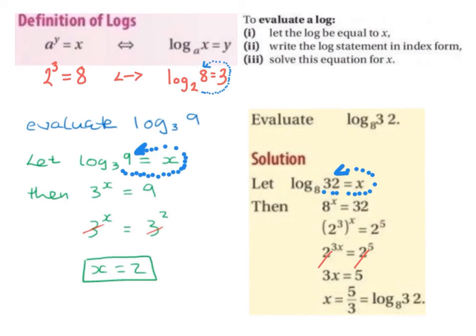My bases now are matching, so I can cancel them out. Bring down the 3x, bring down the equals, and bring down the 5. So I need to equate my indices. Now I just solve for x. To get the x on its own, I'm going to divide across by 3. So x is going to be equal to 5 over 3. So log base 8, 32 is equal to 5 over 3.